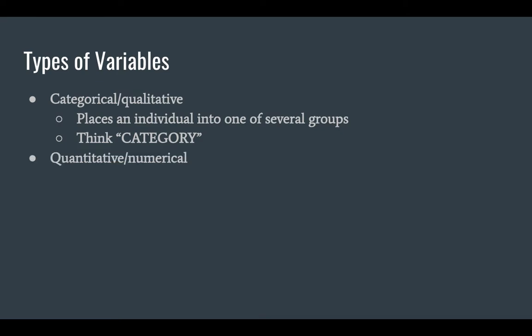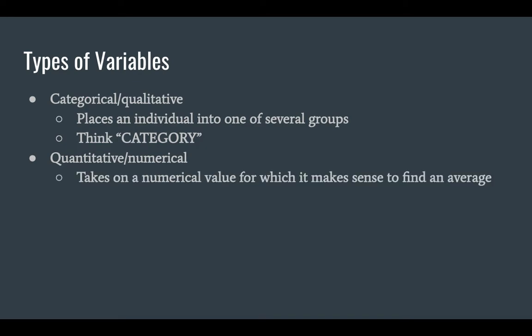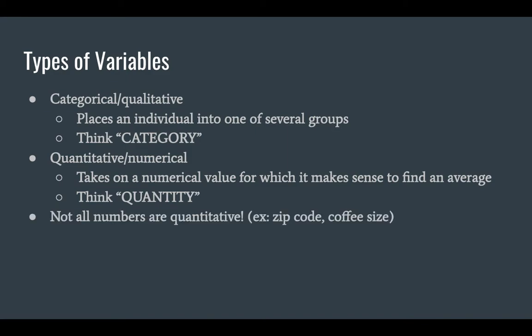Quantitative or numerical variables are variables that take on a numerical value, and it makes sense to do operations on those values. So think of quantities, think of how much of something there is, how many people there are. But not all numbers are quantitative.